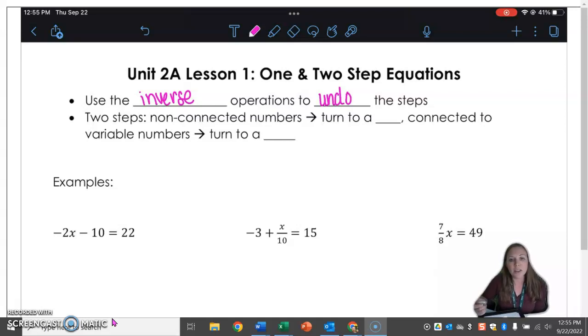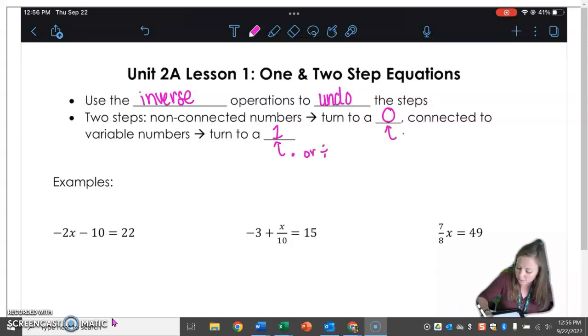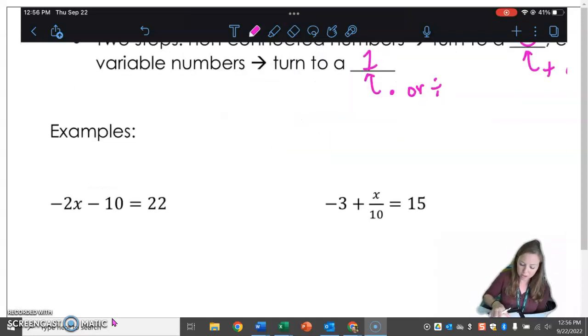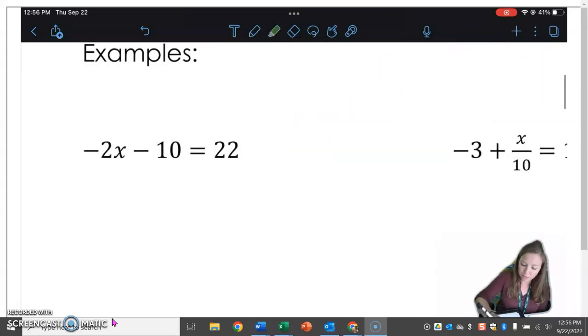When there are 2 steps in an equation, like there are in these examples, you want to turn any number not connected, like a constant, just a regular number, into a 0. And any number that is connected to our variable, we want to make it a 1. We tend to do this with adding or subtracting for the constants, and multiplying or dividing for the connected numbers. Okay. So if we look here, we're trying to figure out what x is.